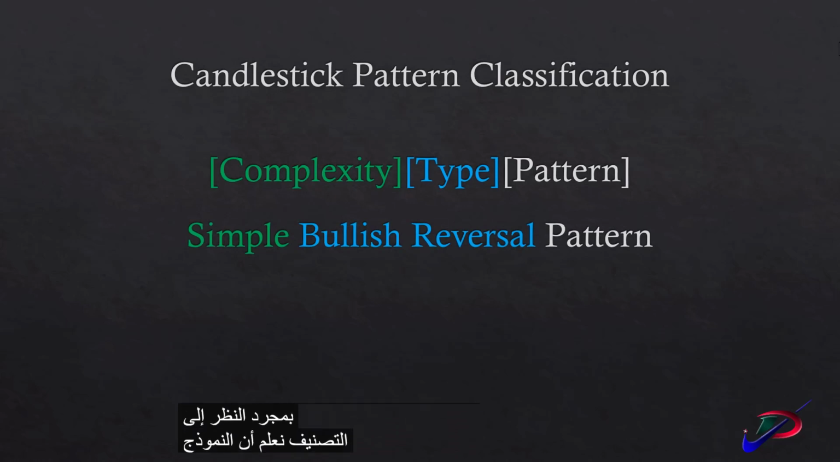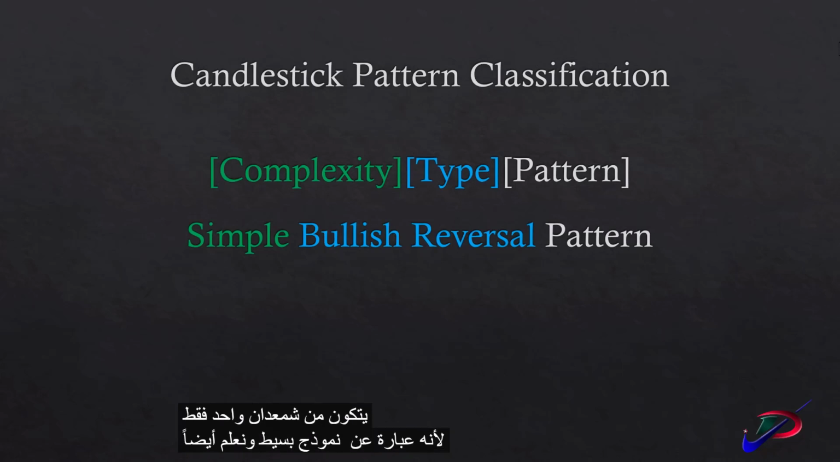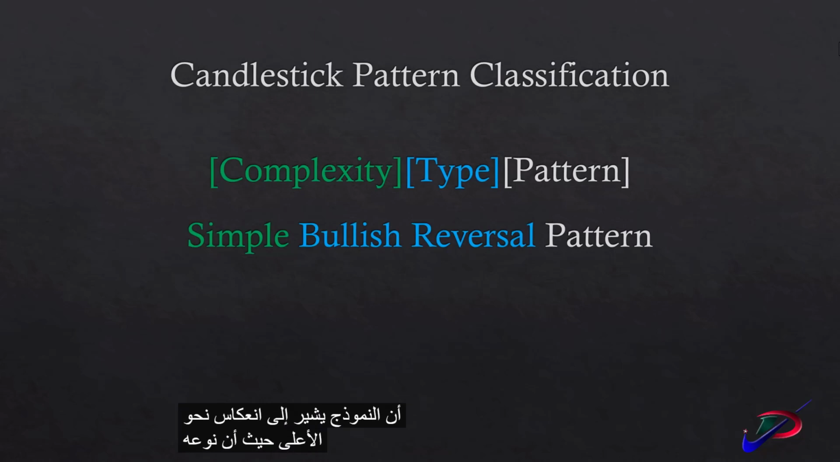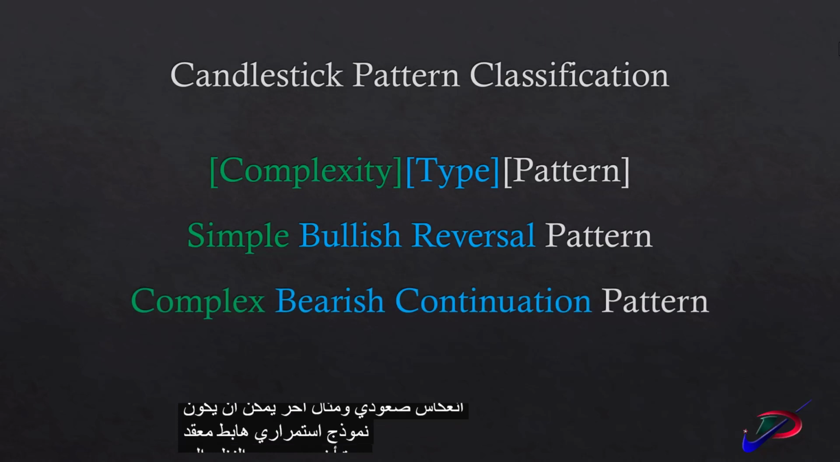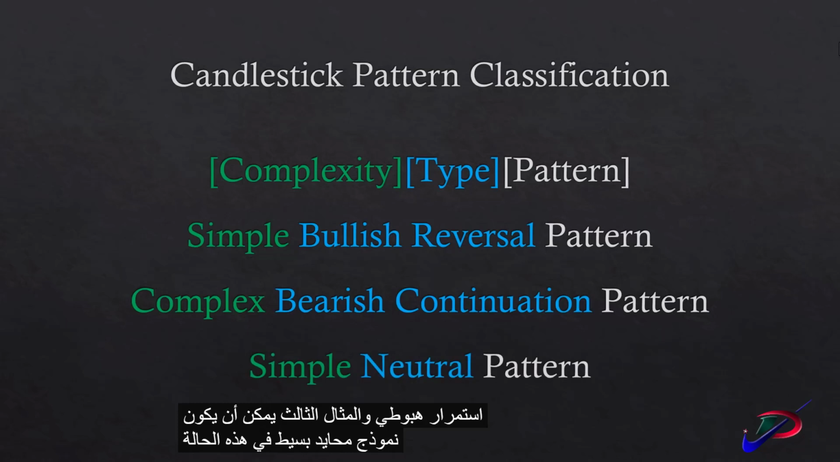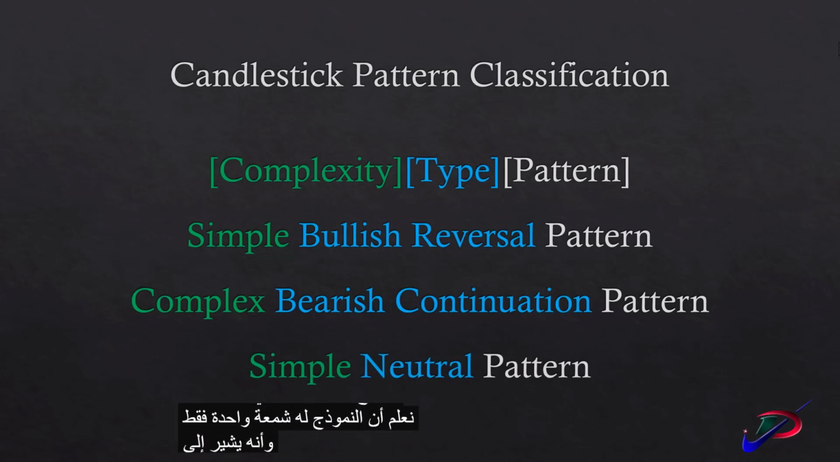Just by looking at the classification, we know that the pattern is composed by only one candlestick, since it's a simple pattern, and we also know that the pattern indicates a reversal to the upside, since its type is bullish reversal. Another example could be a complex bearish continuation pattern. Again, just by looking at the classification, we know that the pattern is composed by two or more candlesticks, and that it indicates that price will continue to go down since it's a bearish continuation. A third example could be a simple neutral pattern. In this case, we know that the pattern has only one candle, and that it indicates a momentary stop in price.